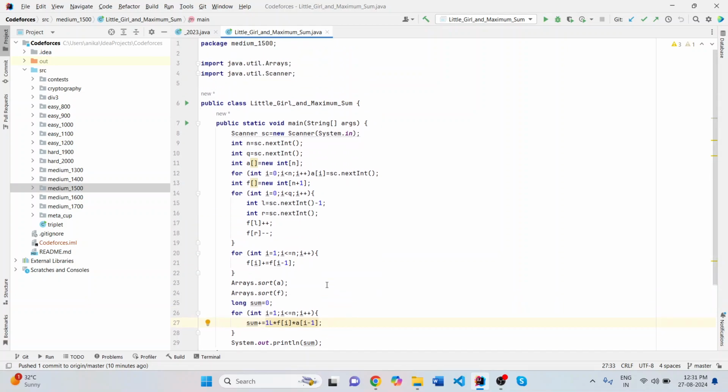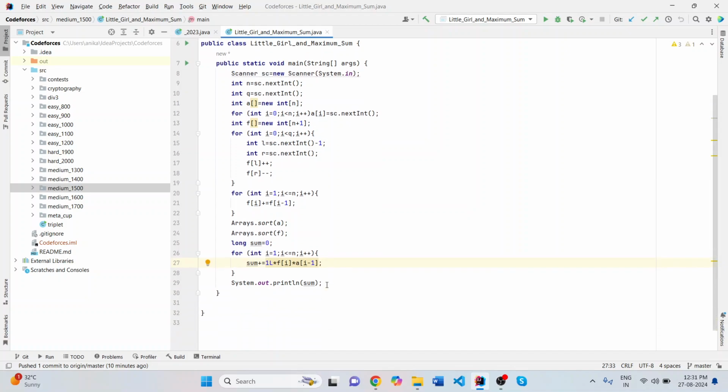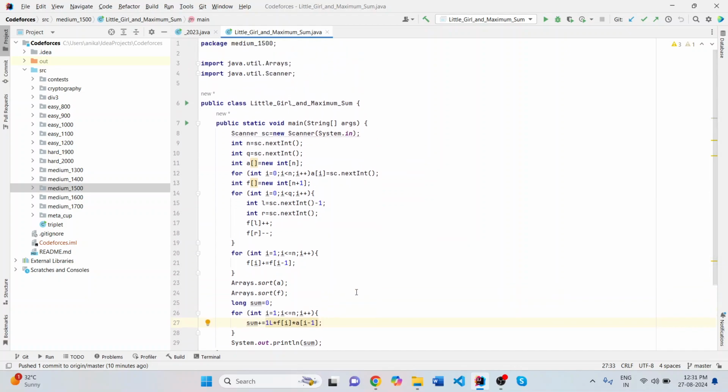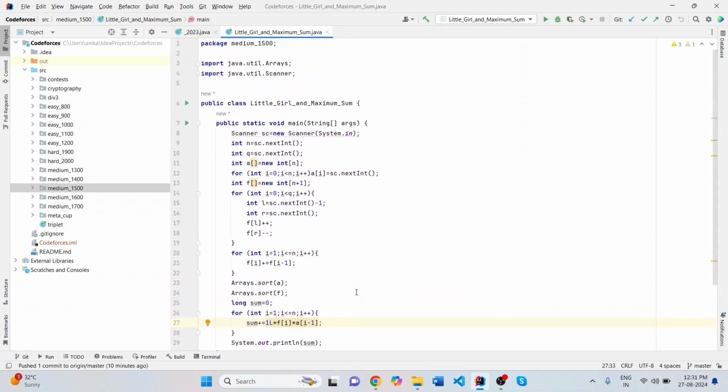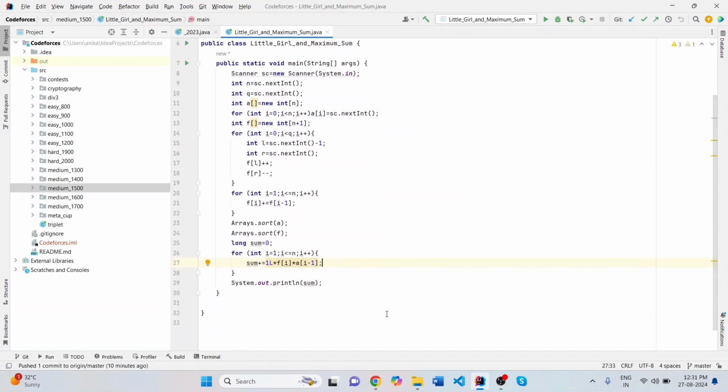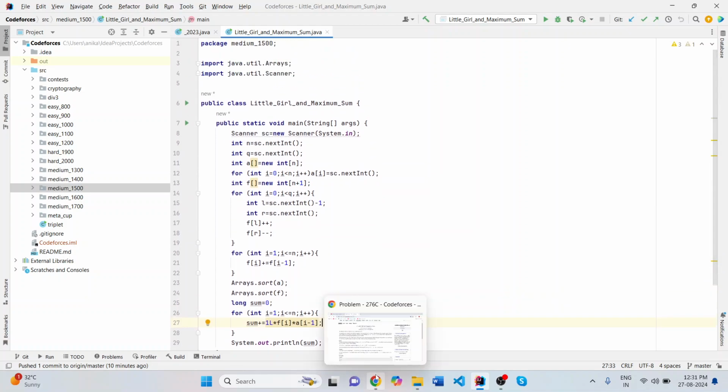We shall print it. But one thing to see in this is the Java problem on Codeforces. That is, Java is a bit slow, and sometimes even the correct solution gives a TLE error on Codeforces, which you might not encounter in C++ or Python. We shall see that.